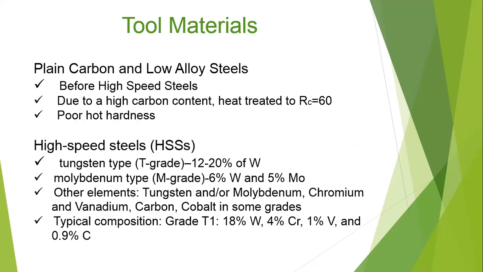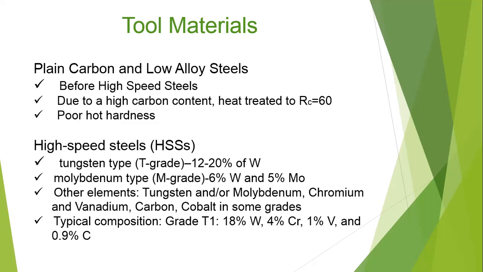Tool materials: plain carbon and low alloy steel were used in the 17th century, before high speed steel was invented. Due to the high carbon content and heat treatment, its hot hardness is poor. That's why wear is also high.